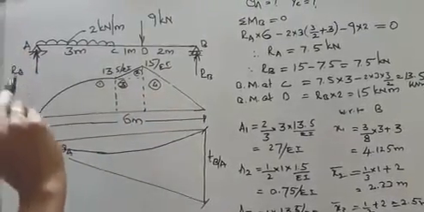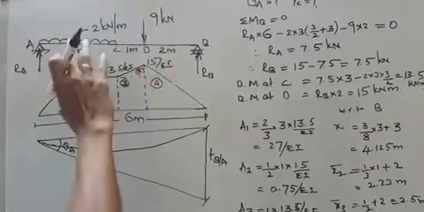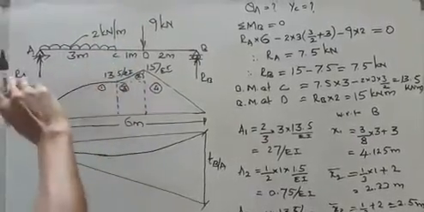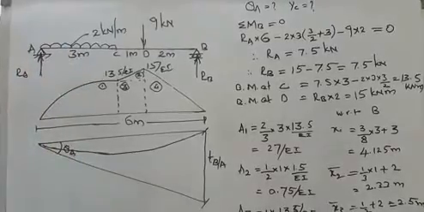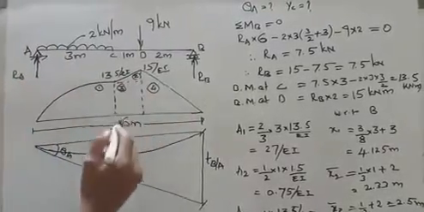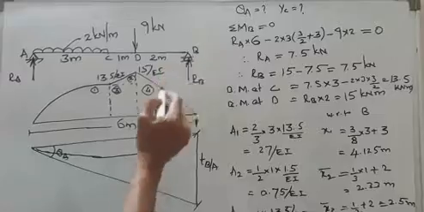So in simply supported beam with point load, you directly have the formula, either WAB by L if it is not placed at the center. If it is placed at the center, you know that it is WL by 4. Now let us first calculate the reactions by taking sigma MB equals to 0.